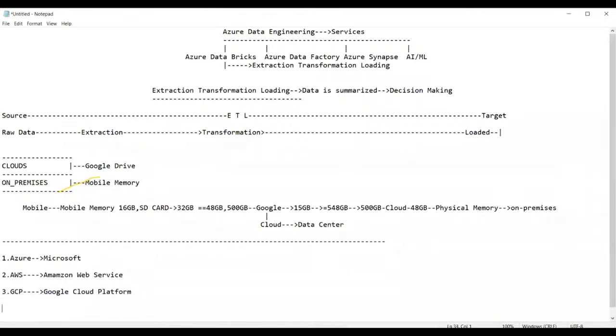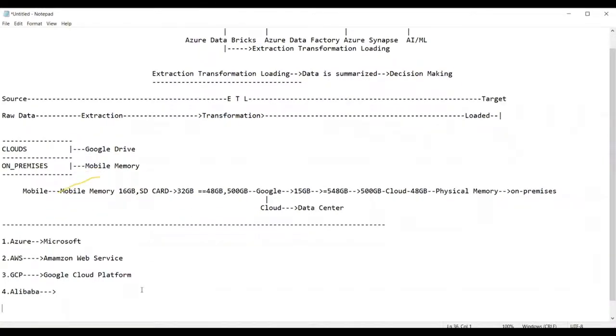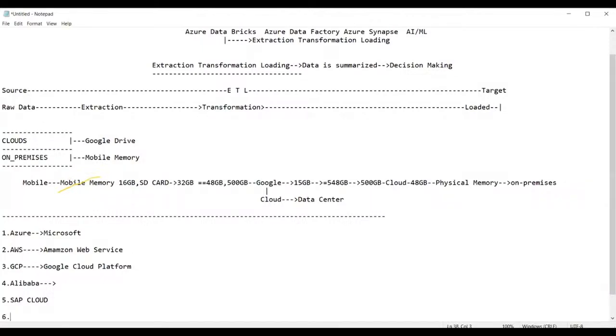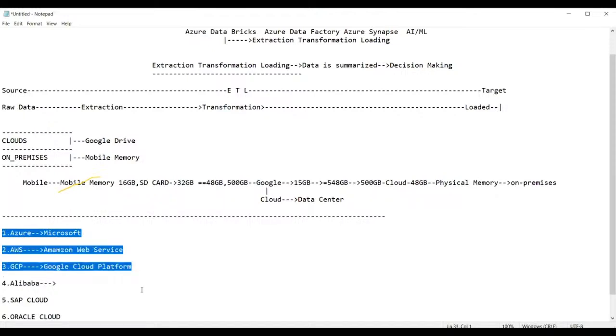Then afterwards we have Alibaba, which is China-based, a cloud provider. Then we have the SAP Cloud. Likewise, there is the SAP Cloud, the Oracle Cloud, and so on. These are all cloud providers. But the market leaders are the first three, and number one in providing cloud services is Azure.